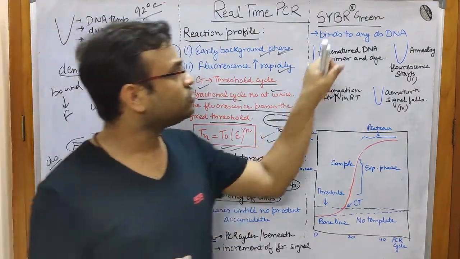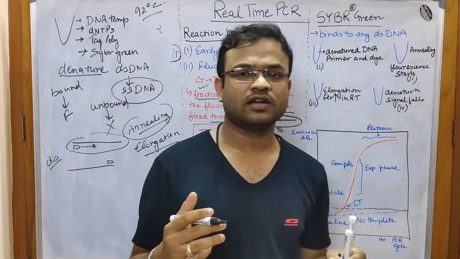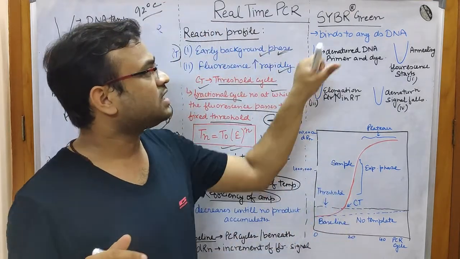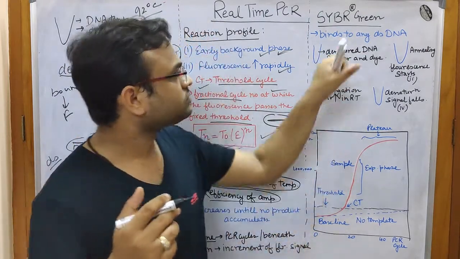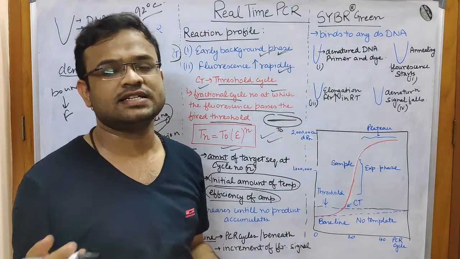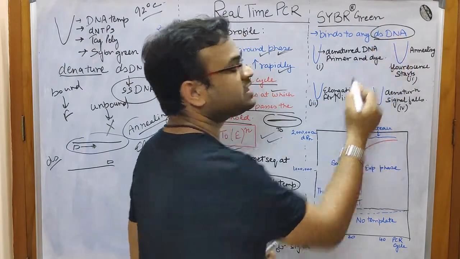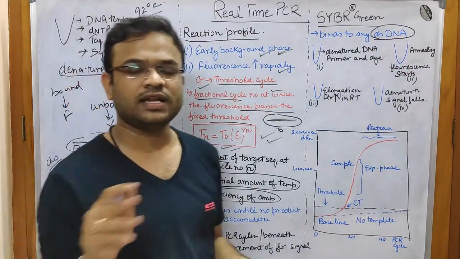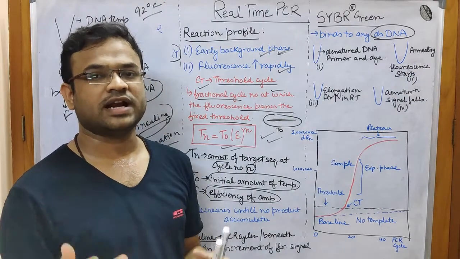Now coming to the SYBR Green, let us understand how the SYBR Green chemistry tells us whether a particular gene is expressed or not. First of all, I've already told you that SYBR Green has the ability to bind only double-stranded DNA. It won't bind to any other form of DNA. It will just bind to double-stranded DNA.